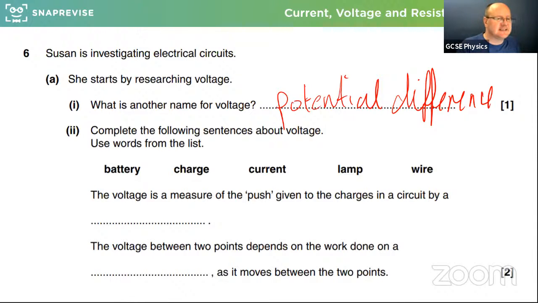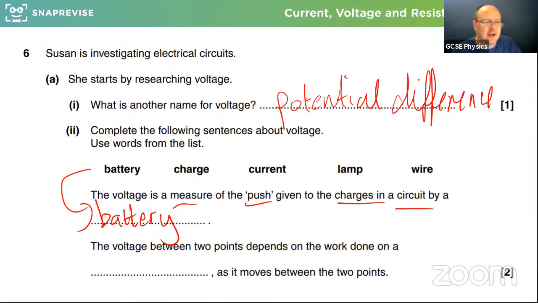Complete the following sentences about voltage using words from the list. So the voltage is a measure of the push given to charges in a circuit by what word? There's only one word that fits. What of those things is going to give a push to charge? The boss, Tamana, Evan, thank you. The battery, in this case, is going to be a battery because there's no cell in the list of words. So battery is the only option there.